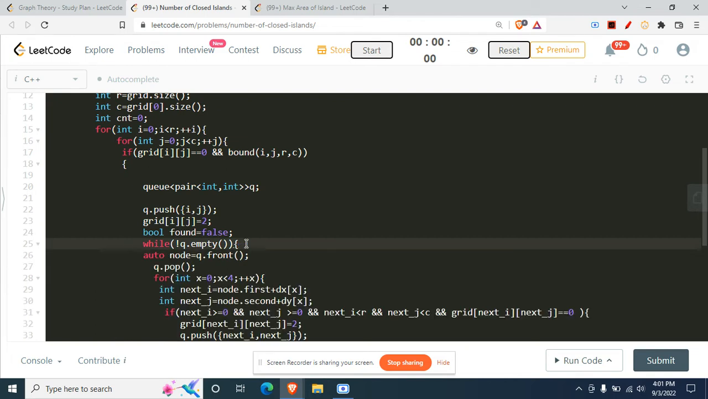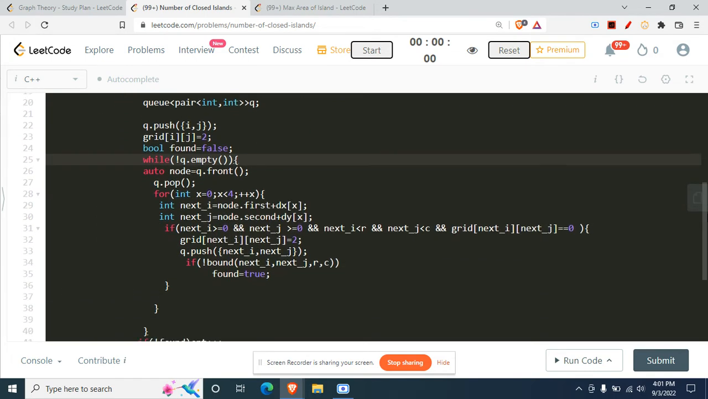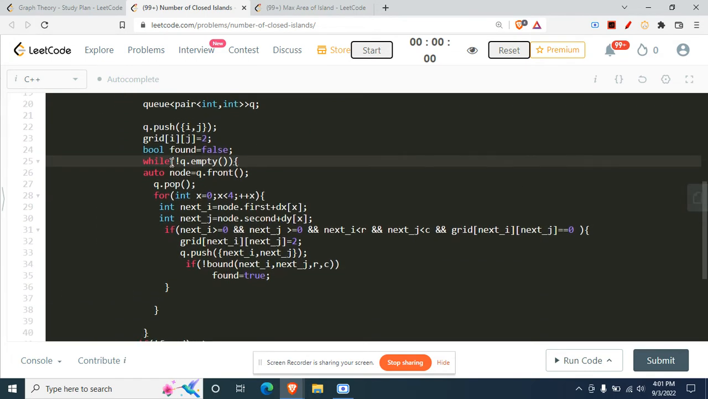Now coming on to the BFS part. BFS says that we also need a visited array, but I have just changed the values from 0 to 2 in order to not take any other matrix for the visited part. You can also take a visited array, you can do it either way, but I changed the values in the grid only, to not take any other data structure to maintain a visited array.